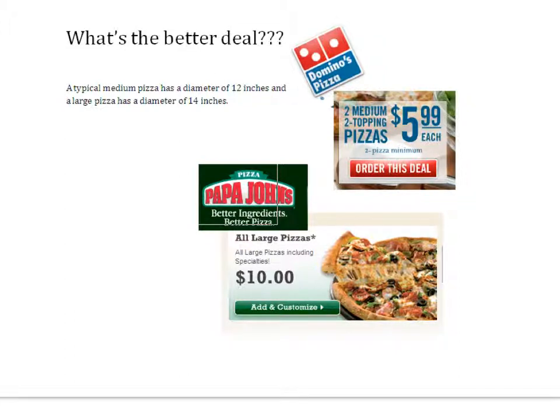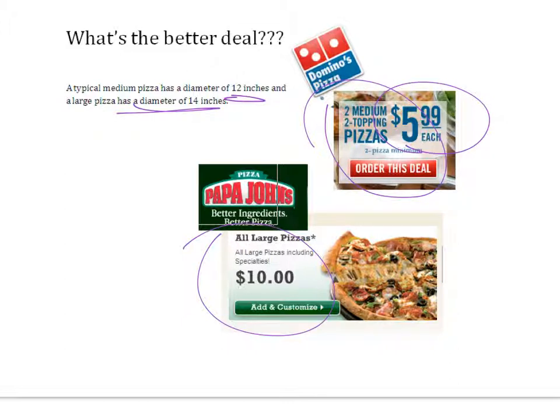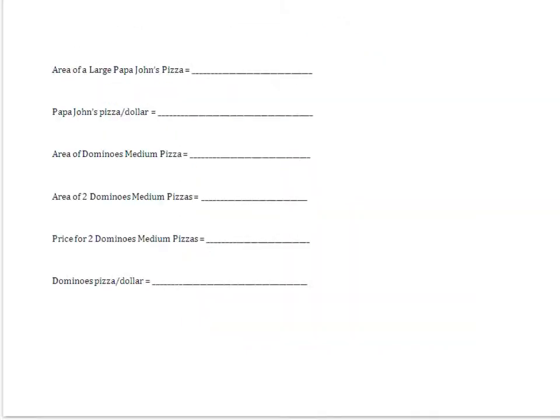So which has a better deal? A medium pizza's got a diameter 12, or a large pizza's got a diameter 14. So at Domino's, you got to order 2 pizzas. At Papa John's, you only have to get 1. But that's $10. The medium ones are $5.99 each. So let's kind of take a look at what we're dealing with here. So $10 for a large from Papa John's. It was $5.99 for each medium from Domino's, but you had to order 2.